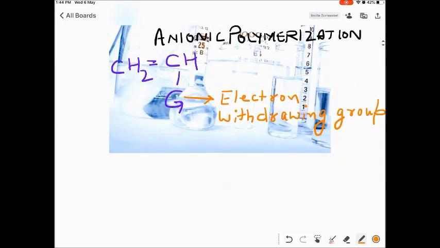Anionic polymerization is used for polymerization of those vinyl derivatives, in which the group G, as shown here, is an electron withdrawing group, because the electron withdrawing group will stabilize the negative charge.